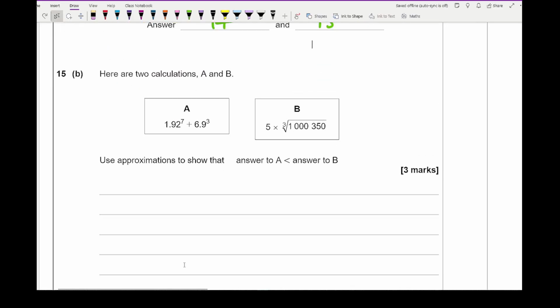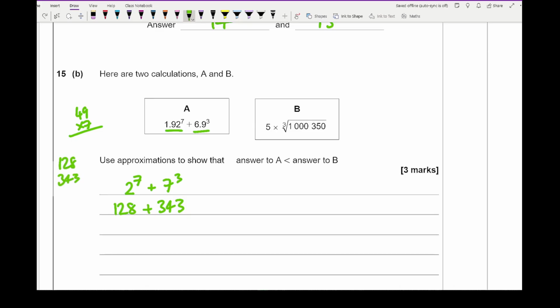For 15b, it says here are two calculations, A and B, and use approximations to show that the answer of A is less than the answer of B. Approximating 1.62 is 2, so that's 2 to the power of 7, and approximating 6.9 is 7. 2 to the power of 7 is going to give me 128, and 7 cubed, which is 49 times 7, is 343. Then 128 plus 343 gives me 471. So A equals 471.